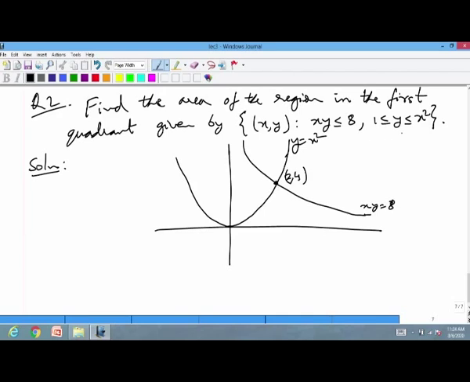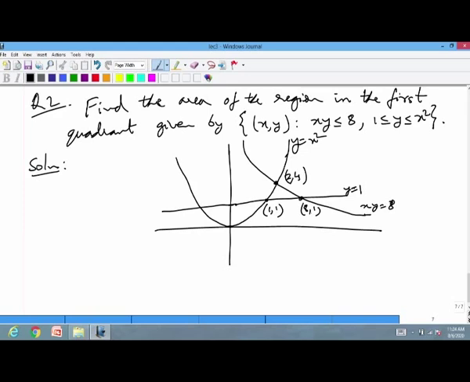and another curve is y equal to 1. So, y equal to 1 is this straight line. So, now let us figure out the region. So, again this y equal to 1 intersects the parabola y equal to x square at the point 1 comma 1, and it intersects the rectangular hyperbola x y equal to 8 at y is 1. So, x will be 8. So, this is 8 comma 1.